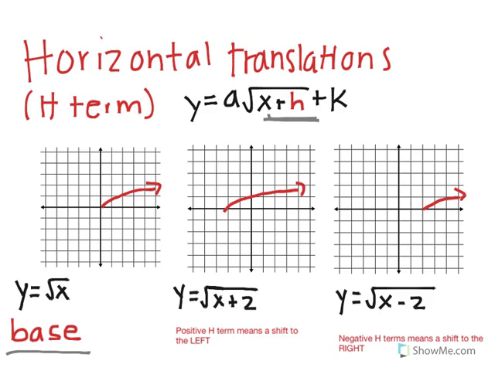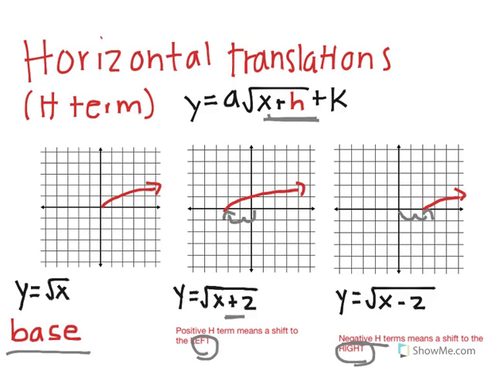If I have a positive h term, as if it's being added to the x, it means a shift to the left. So if I had the square root of x plus 2, I go to the left 2. And now let's look over. If it's a negative h term, I'm going to the right. So x minus 2, I'm going 2 to the right. You see how these three graphs all have the same steepness. They're all growing at the same rate. They just start in different points.